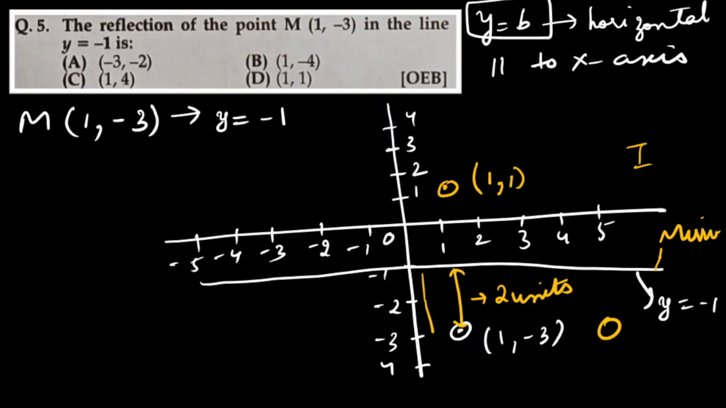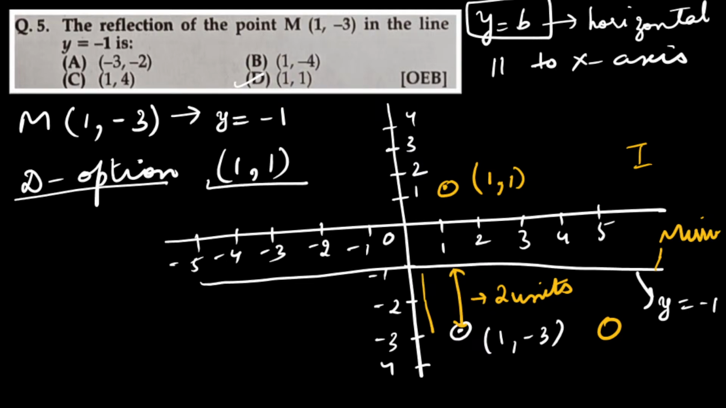Have you all understood this concept? Because I don't see any responses also. So option D, 1 comma 1. So after plotting only we can do. So D option is the answer, and whenever you are attempting MCQs, please mark the answer also. So option D, this is 1 comma 1. Both the things mark, option as well as the answer. So let's do next question now.